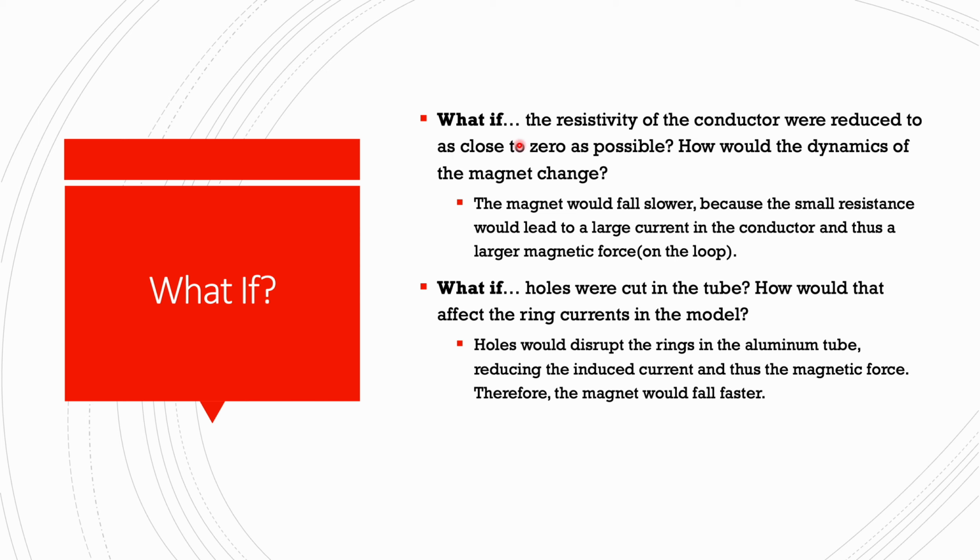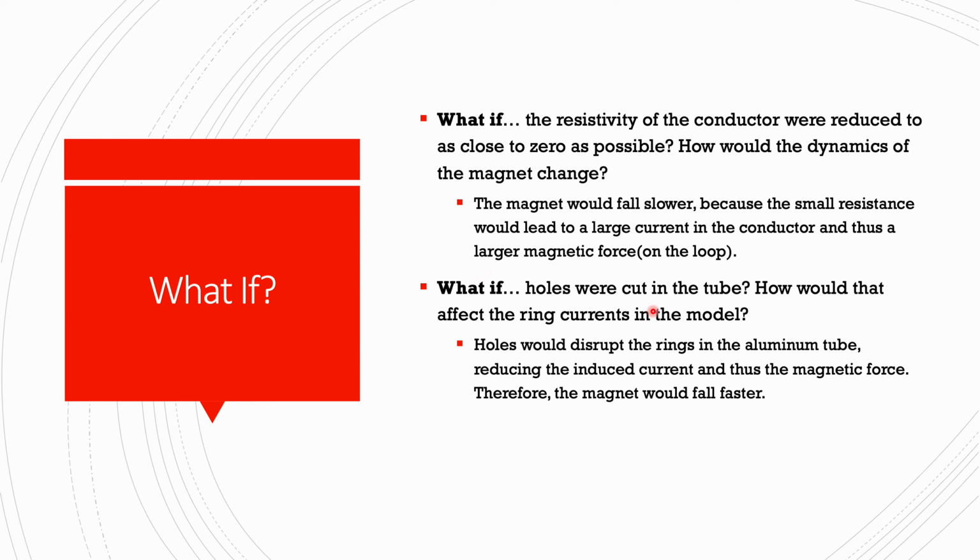For the what-ifs, what if the resistivity of the conductor were reduced as close to 0 as possible? How would that change the dynamics? The magnet would definitely fall slower. This is because a smaller resistance in the tube would lead to a greater induced current, and therefore a larger magnetic force. So the magnet would fall slower due to the greater force.